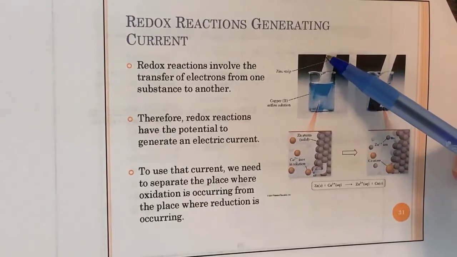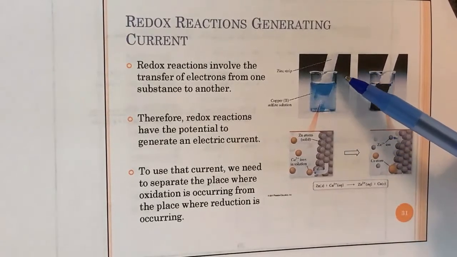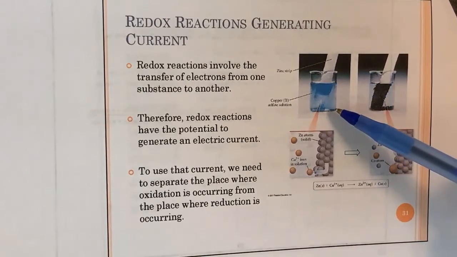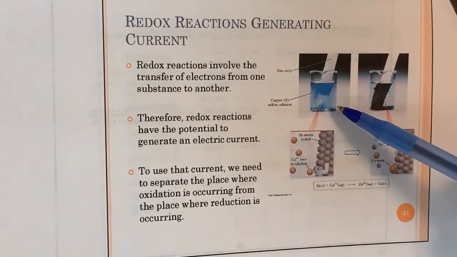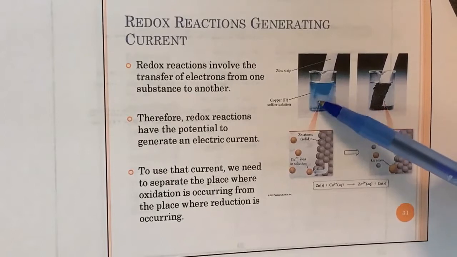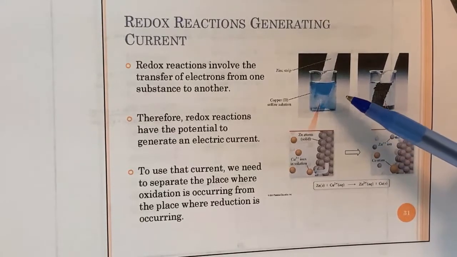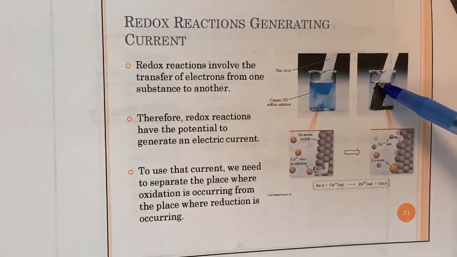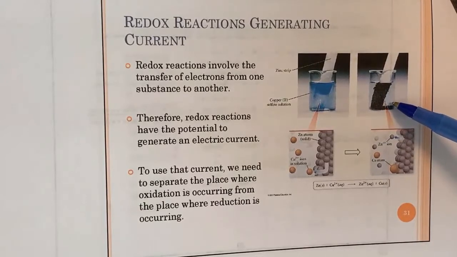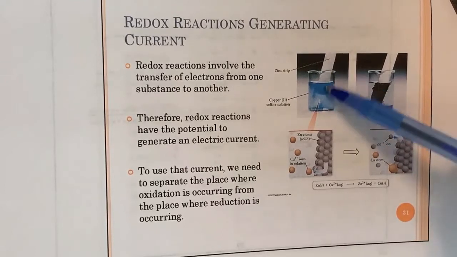If you put a piece of zinc metal into some copper 2 sulfate solution here, which is blue, so the copper 2 ion is the blue color, then what you'll observe happen over time on its own is that some dark solid forms over the zinc. And over time, your blue color is fading. So this reaction here is obviously spontaneous.